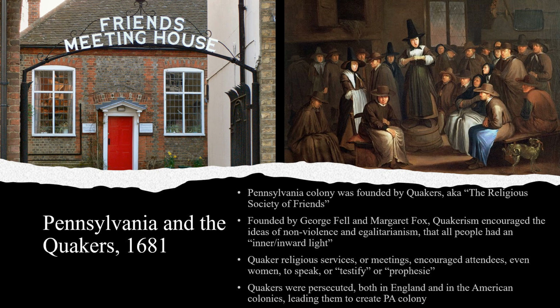Further to the north, another group of religious dissidents, called the Quakers, established a colony in Pennsylvania in 1681.